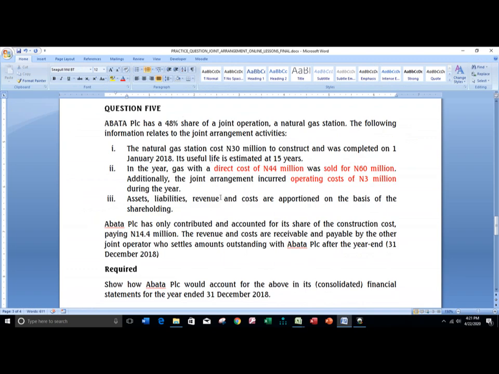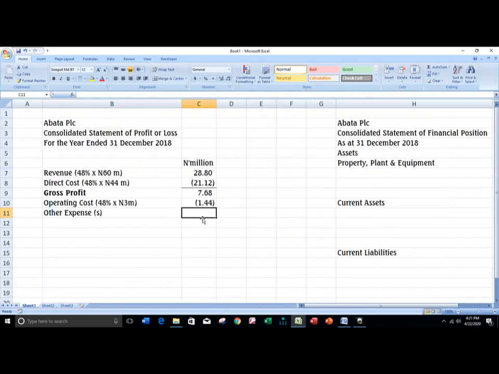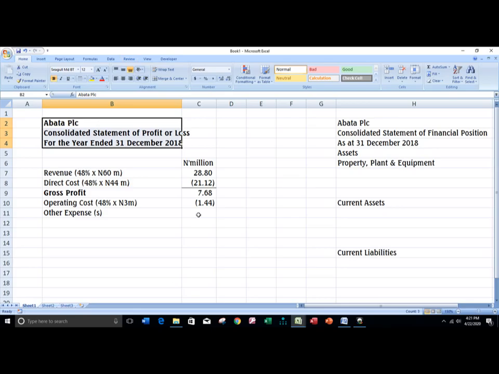Then we have other expenses. We'll come to that later. So this is what the consolidated statement of profit or loss would be, based on what is brought in from his own 48% ownership interest in that natural gas station.